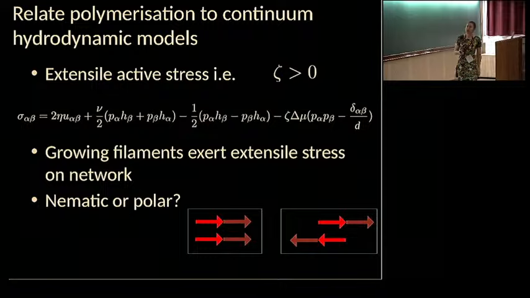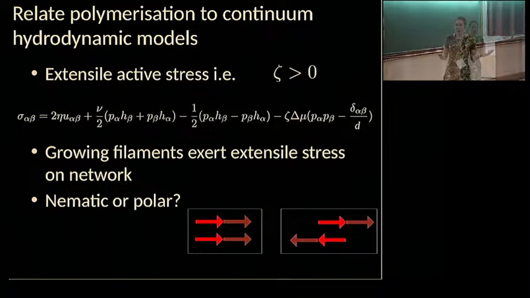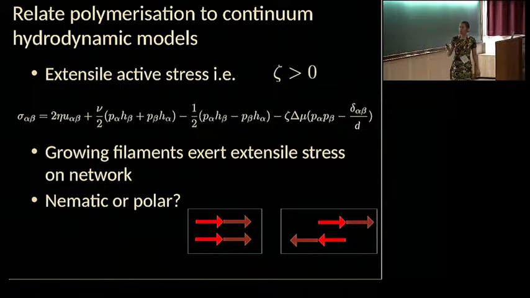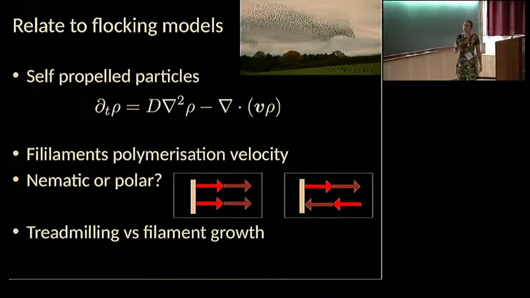So my question is, how can we relate the kind of microscopic modeling that I described in terms of actin polymerization to hydrodynamic models? So actin polymerization can, in my opinion, give us an extensile active stress if it's growing, pushing the other filaments out. So how do we model that within a hydrodynamic model for actin-myosin contractility? Is that effect nematic or polar? How do we relate it to flocking models?